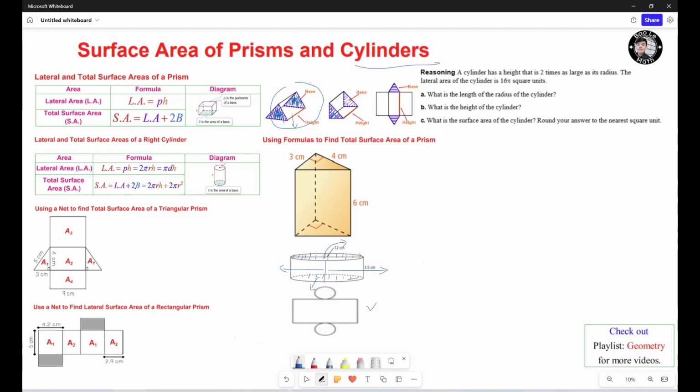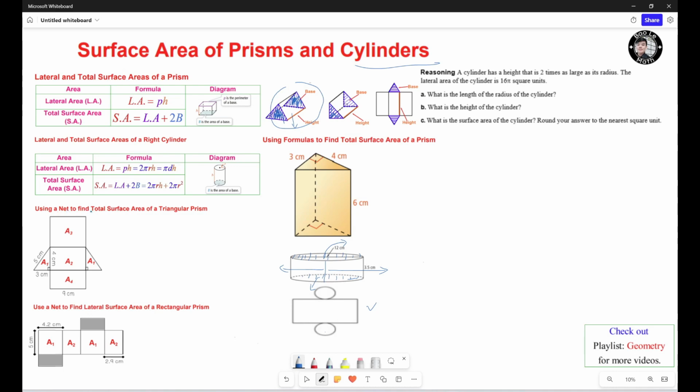Alright, for the cylinder, you do exactly the same thing. The only difference between the prism and the cylinder is that the cylinder has two parallel circular bases. So you need to use the circumference of the circle and the area of the circle to calculate the lateral surface area and total surface area. Okay? So let's take a look at the first example right here.